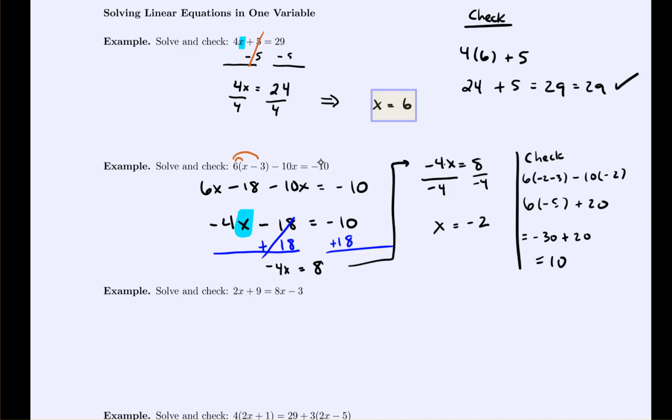What was it supposed to be equal to? Oh, sorry, that should be a negative 10. Negative 30 plus 20 equals negative 10, and it was supposed to equal negative 10. So that means we did get the right answer.